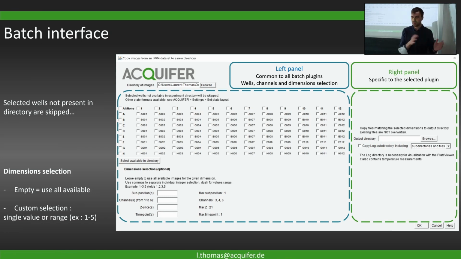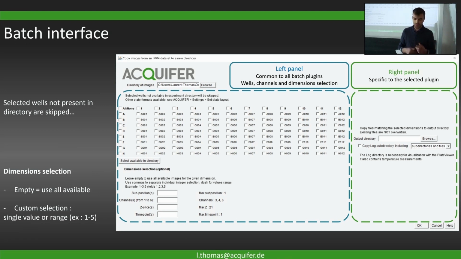As I said, the left panel is common to all plugins, and the right panel is specific to the plugin you select. In this case, it's the batch copy, so it's very simple. It's going to copy all the images for the wells you select or the full dataset.